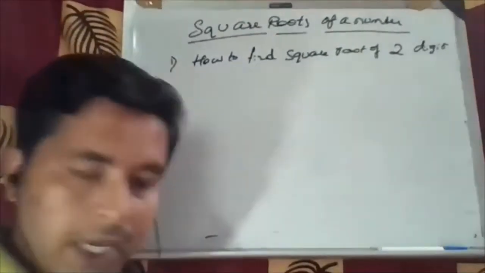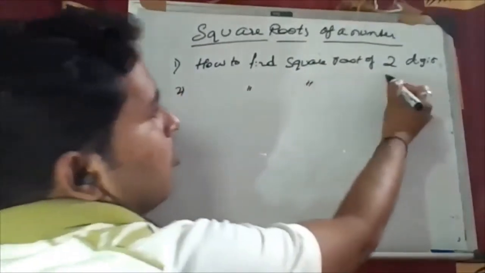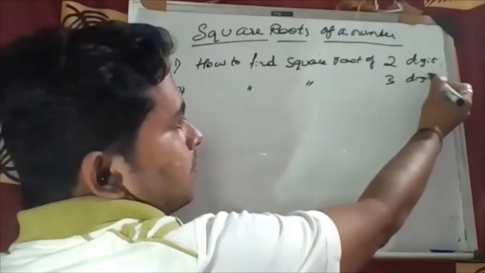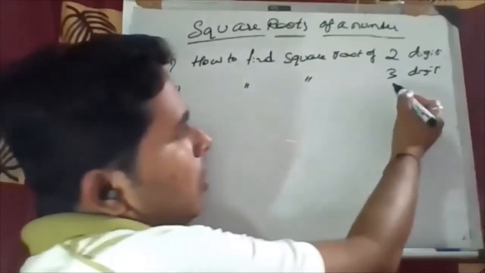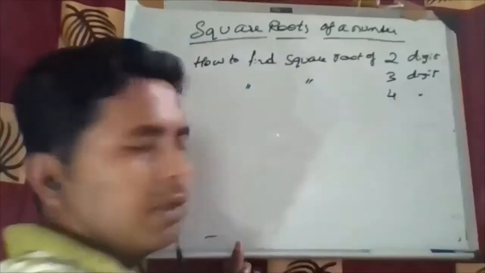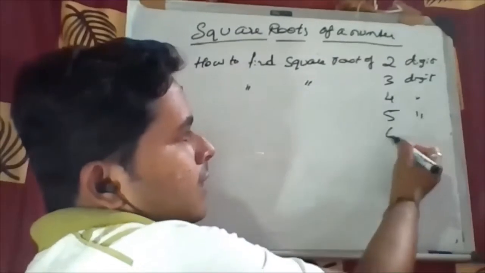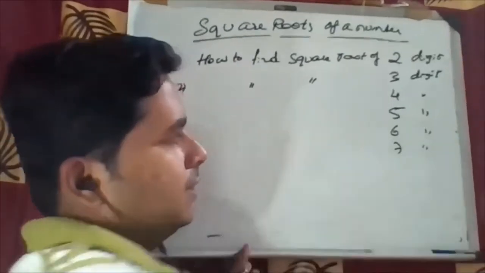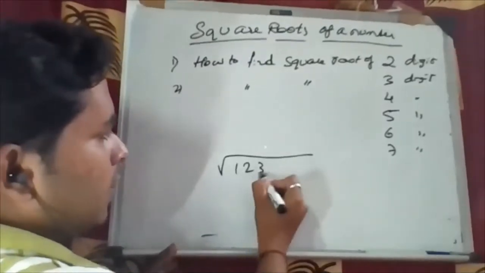And again we have a set of rules if you are finding the square root of a 3-digit number, and again we have a set of rules for a 4-digit number, again a set of rules for 5-digit, 6-digit, 7-digit numbers. Imagine 7 digits means it should contain like this.